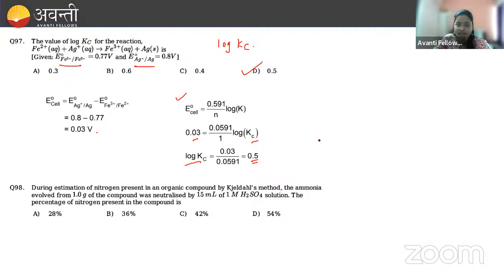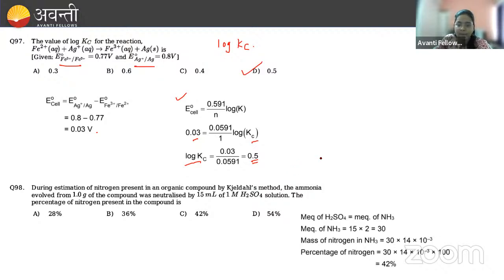ओके, next, जलदाल टेस्ट करना है हमको. जलदाल मेथड में क्या होता है? What is the percentage of nitrogen present in the compound? So milliequivalent of H2SO4 is equal to milliequivalent of ammonia. ओके, यहाँ पे हम लोगों को नाइट्रोजन कितना present है? अमोनिया evolve हो रहा है, neutralization हो रहा है H2SO4 के साथ. ठीक है, H2SO4 का neutralization हो रहा है अमोनिया के साथ.